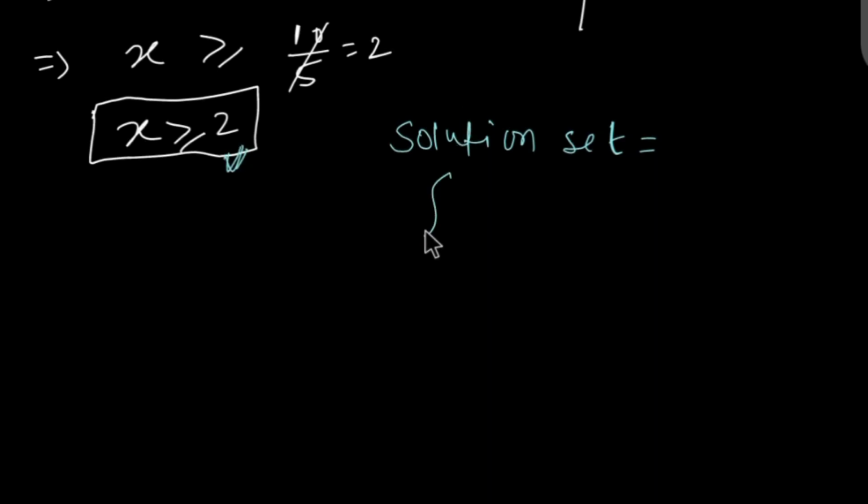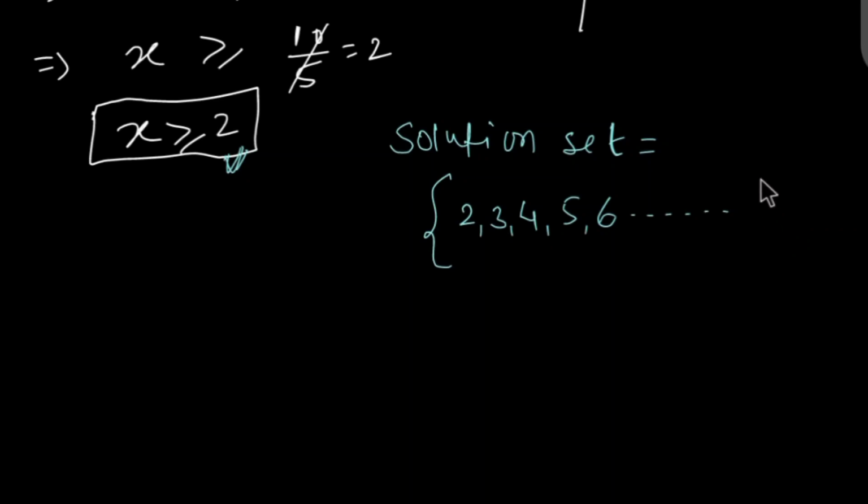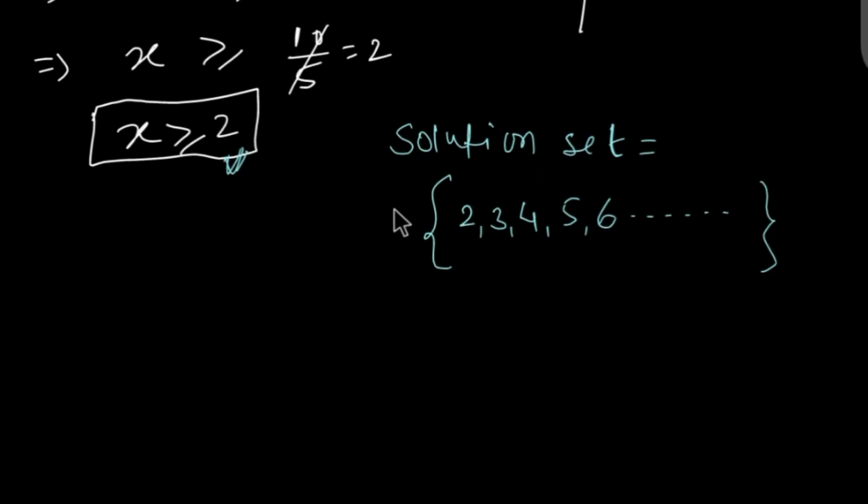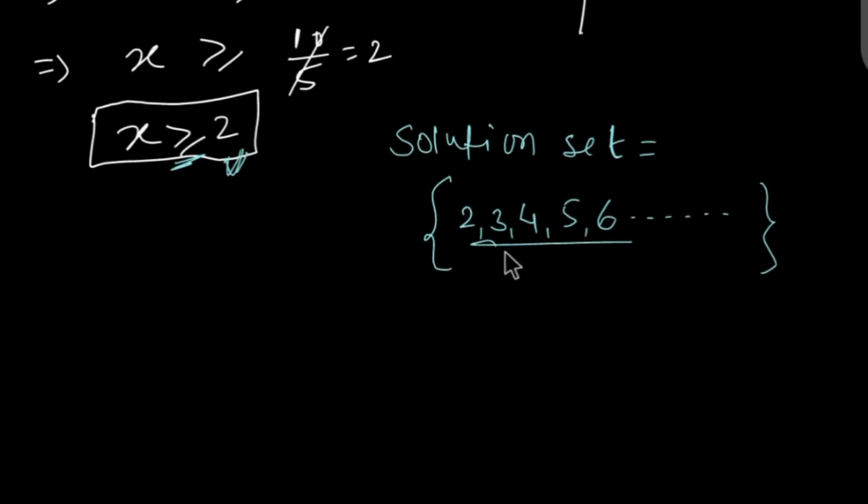So 2, 3, 4, 5, 6 till infinity. Then the answer will be there because x is a natural number. So these are natural numbers: 2, 3, 4, 5, 6. And where to start? It says x is greater than or equal to 2. So x should be either 2 or more than 2. So these are the answers of this question.